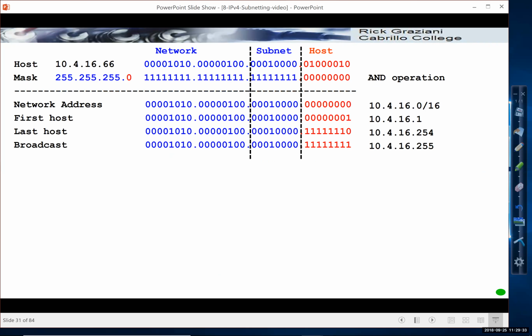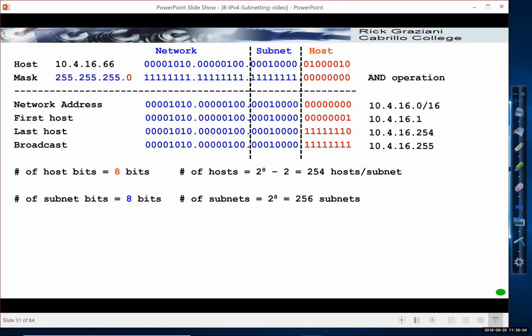Okay, so this was our host information, what subnet it belongs to, and information on that subnet: the first host, last host, and broadcast of that subnet. But let's look at the other subnets. First of all, all these subnets are going to have 8 bits in the host portion. So that means we're going to have 2 to the 8th minus 2, which gives us 254 hosts per subnet.